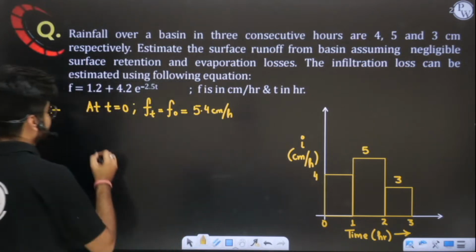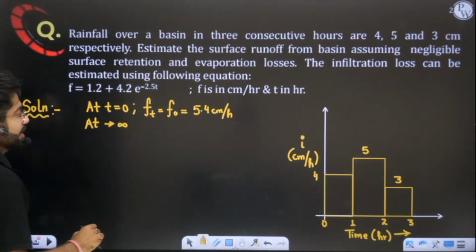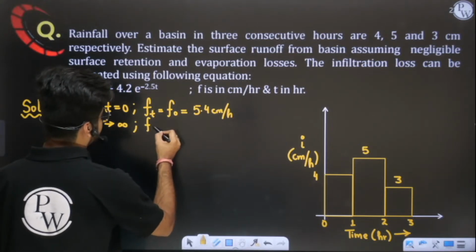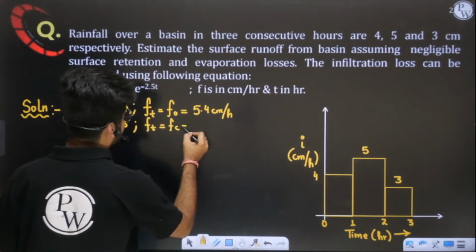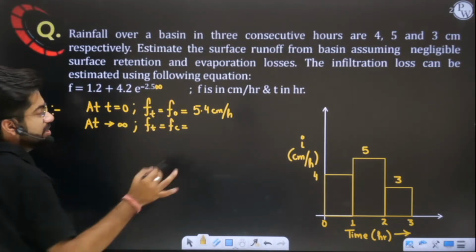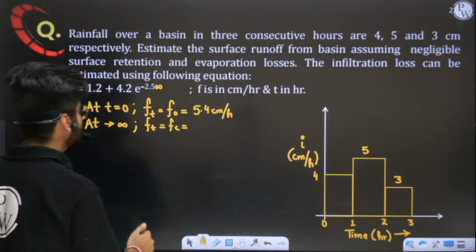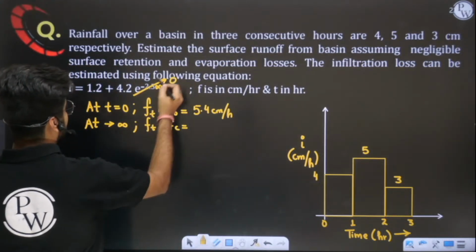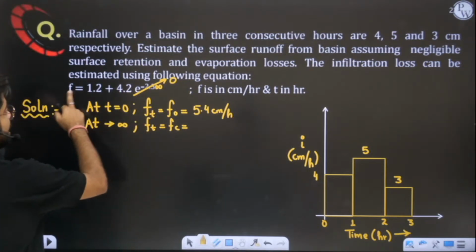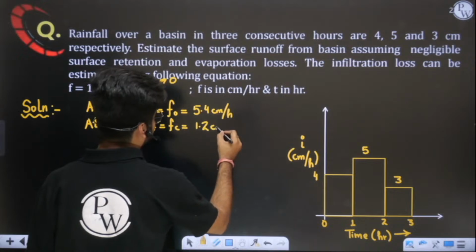And when time is very large, when t tends to infinity, in that case your f t will be equal to f c, and that is coming out to be c. Put the value of t as infinity here. e power minus infinity is 0, which we have already discussed yesterday. 0 multiplied by anything is 0. So f will be equal to only 1.2 centimeter per hour.